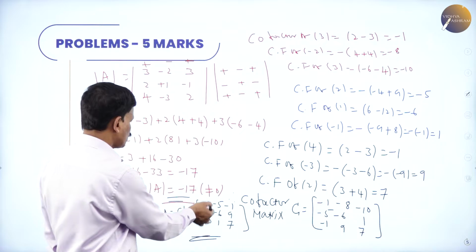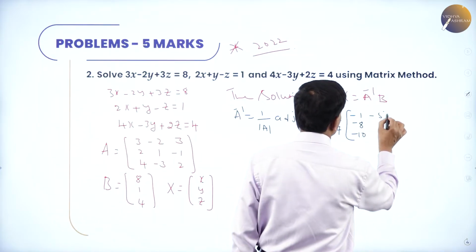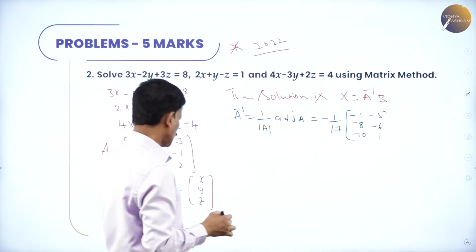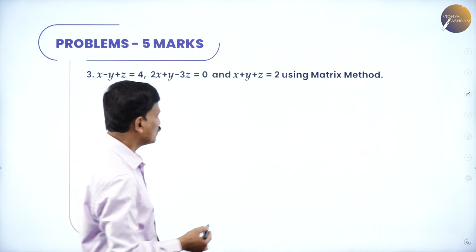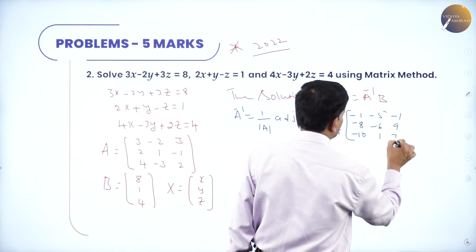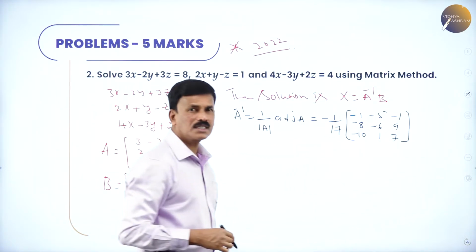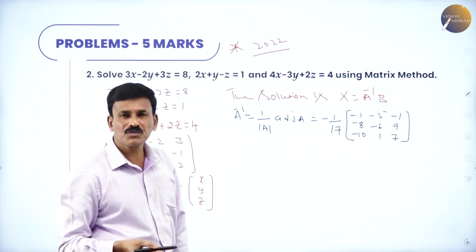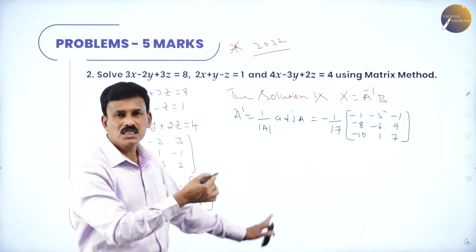Second row minus 5, minus 6, 1. And last row minus 1, 9 and 7. This is the inverse. So this is how we are going to find the inverse. To find the inverse, this is the method.